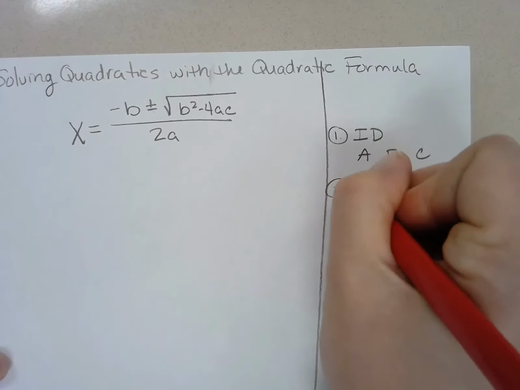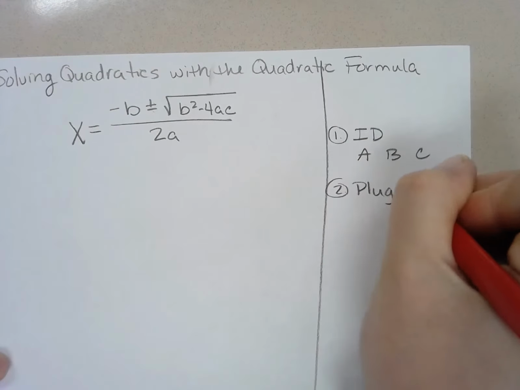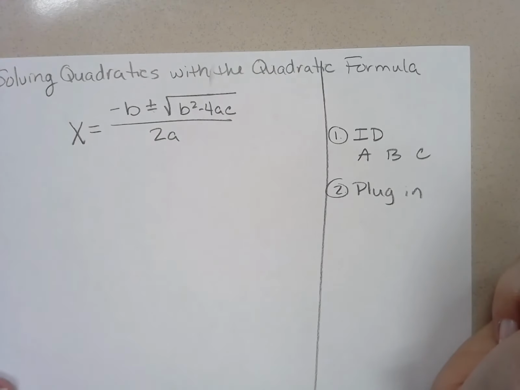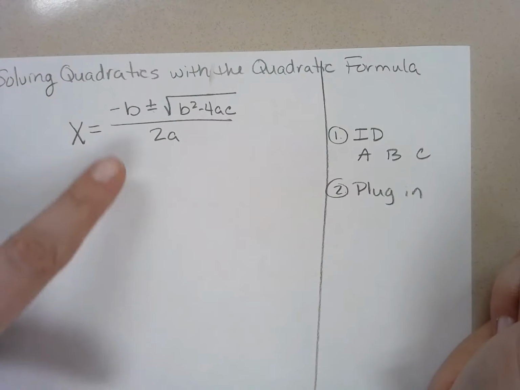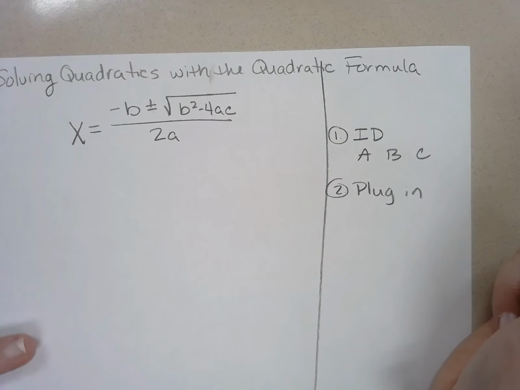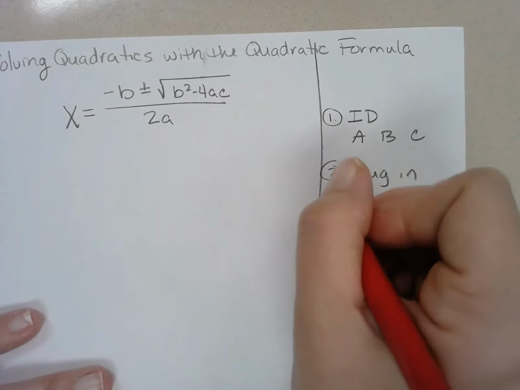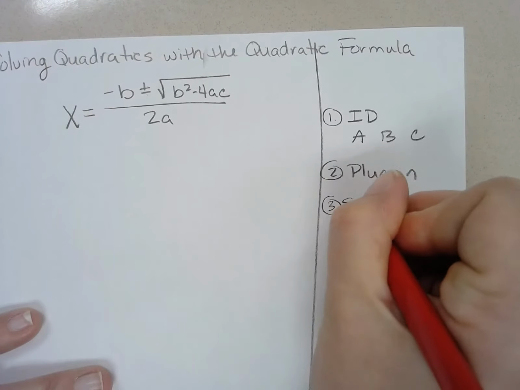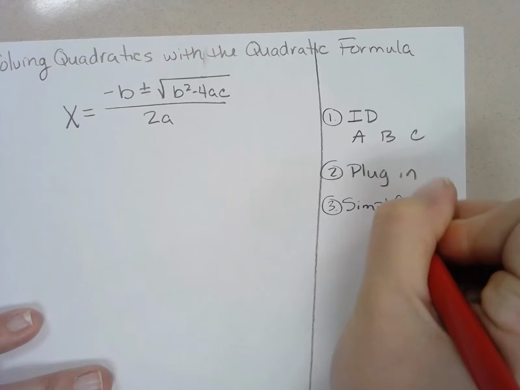Then we're going to plug all those numbers in. We're going to use lots of parentheses because we're going to be dealing with positive and negative numbers and positive and negative signs in our formula. So we're going to plug everything in. Then we're going to simplify just the stuff that's in the radical.